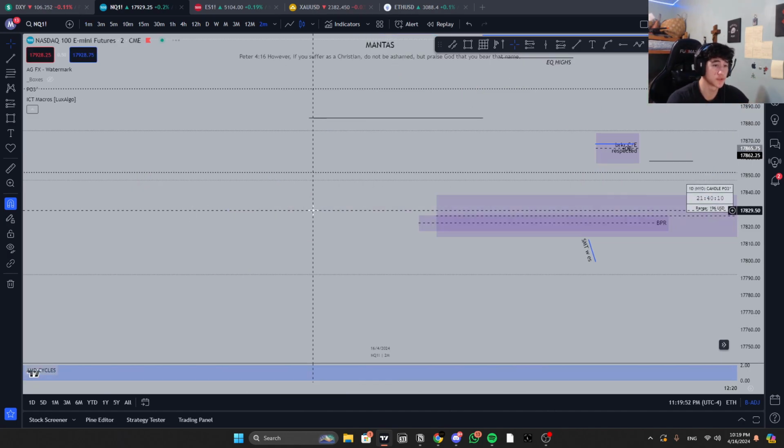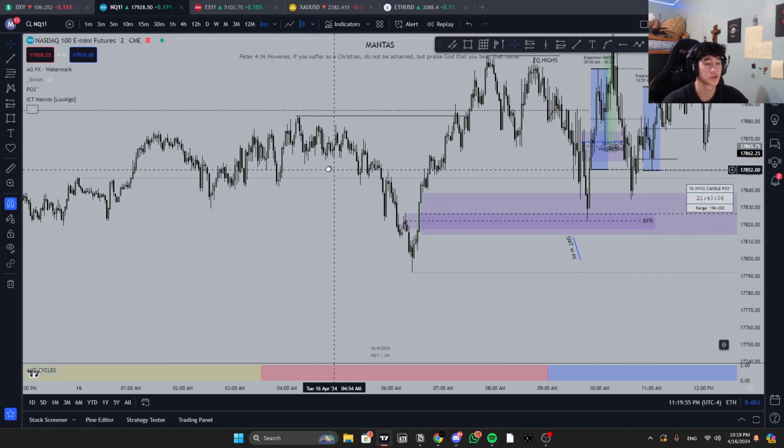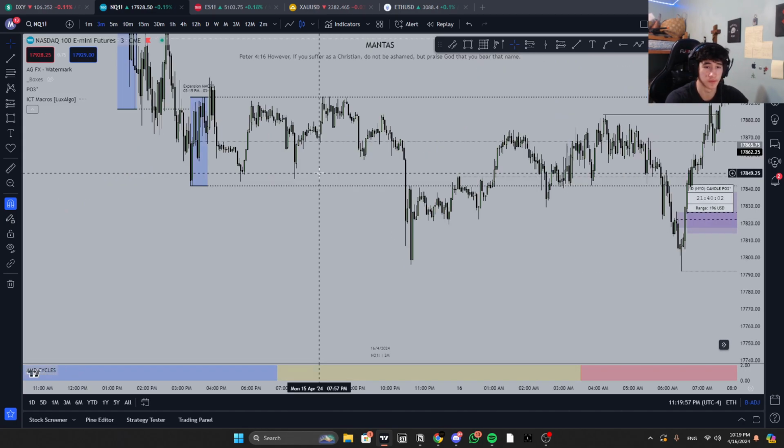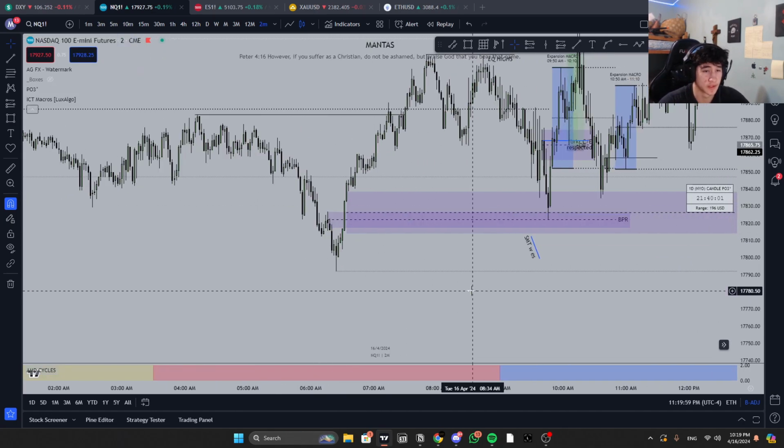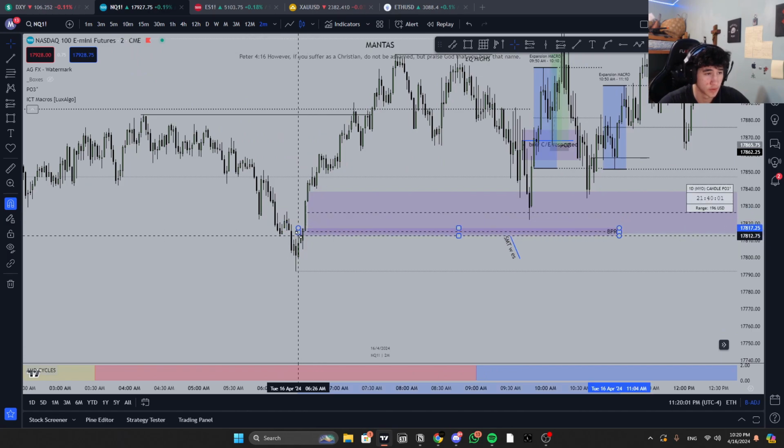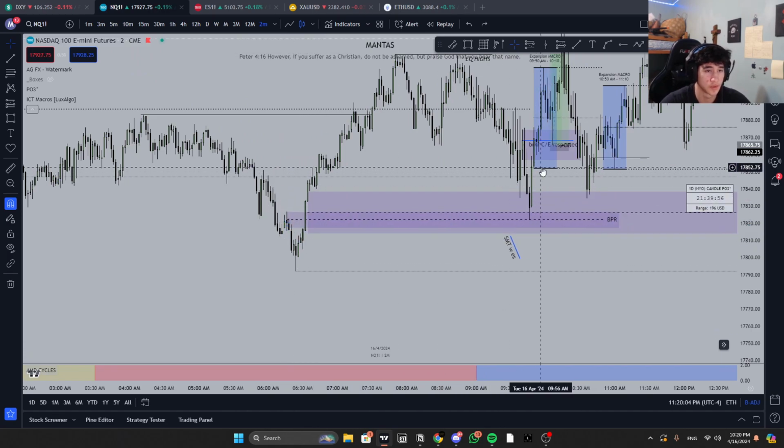Another thing that ICT said, you're supposed to trade it off the 2 and 3 minute time frames. 2 or 3 minute time frames, I mean. But look at this. If you see from this high to this low, look at what you respected perfectly.